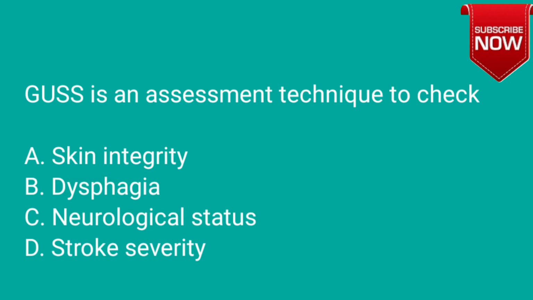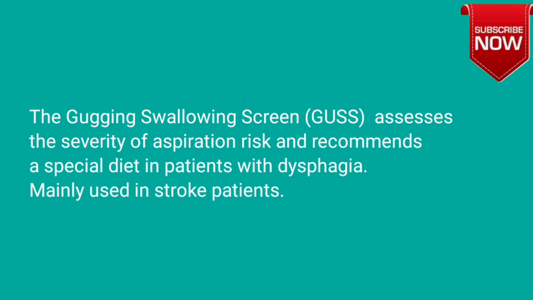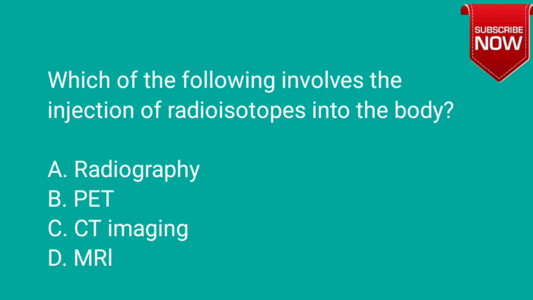GUSS is an assessment technique to check option A, skin integrity, option B, dysphagia, option C, neurological status, option D, stroke severity. The answer is option B, dysphagia. The Gugging Swallowing Screen, or GUSS, assesses the severity of aspiration risk and recommends a special diet in patients with dysphagia. The Gugging Swallow Screen is mainly used in stroke patients.